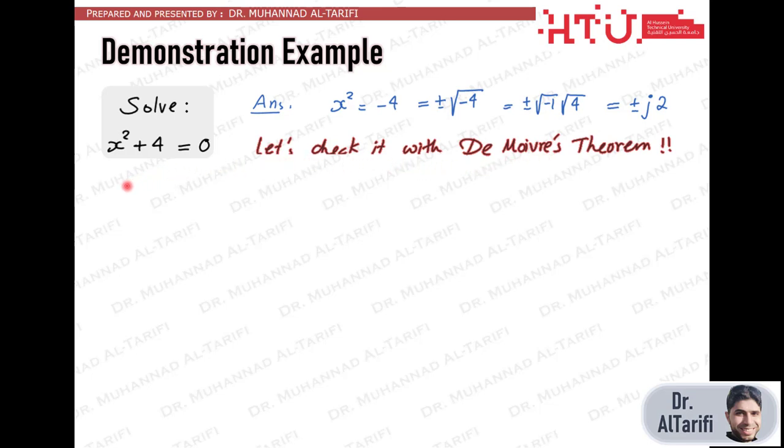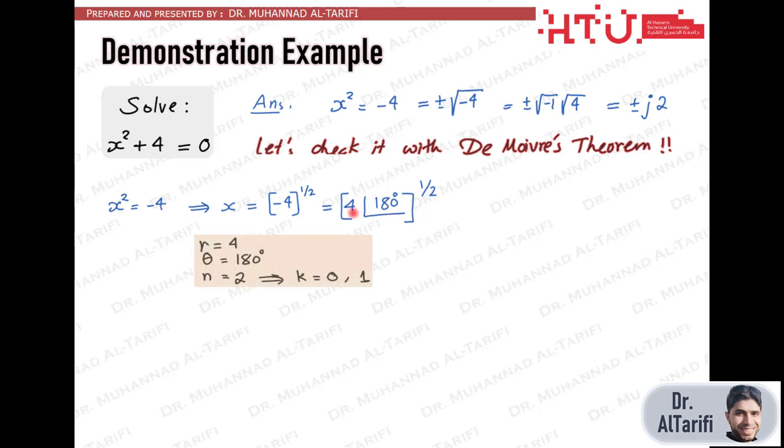We know that the solution to x squared equals minus 4 is achieved by taking the square root to both sides, giving us x equals minus 4 raised to the power 1/2. Before applying the theorem, the number between the brackets needs to be written in polar form. So minus 4 is written as 4 at the phase of 180 degrees. Now we can apply DeMoivre's theorem. Magnitude r is 4, and the phase theta is 180 degrees, and n is 2. And we would expect two roots when substituting k equals 0 and 1.